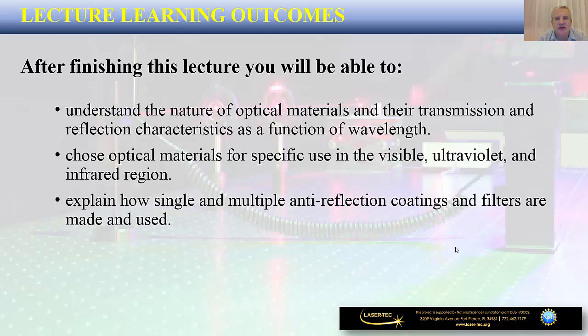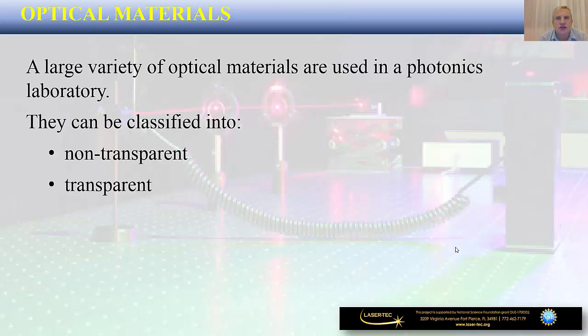of optical materials and their transmission and reflection characteristics as a function of the wavelength. We are also going to talk about the selection of optic materials for specific use in the visible, ultraviolet, or infrared region. And finally, we are going to explain how single and multiple anti-reflection coatings and filters are made and used. So with this lecture, we are kind of slowly moving in the direction of an optical lab.